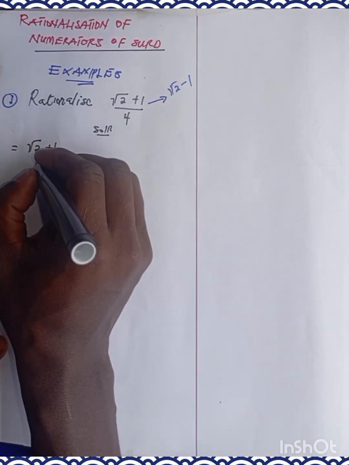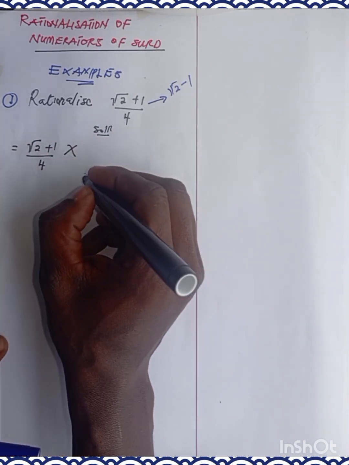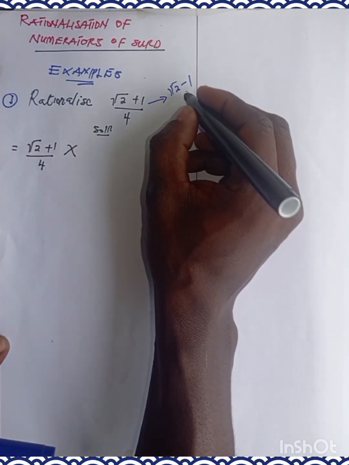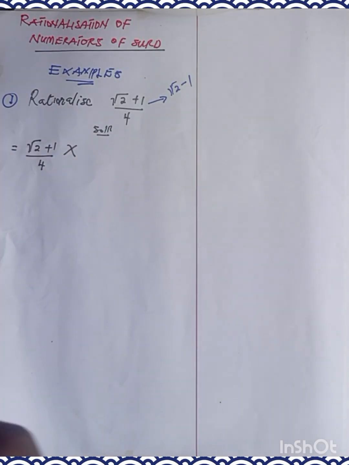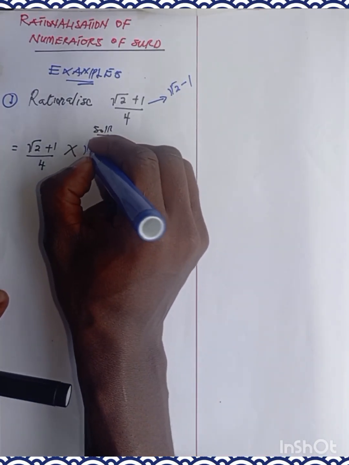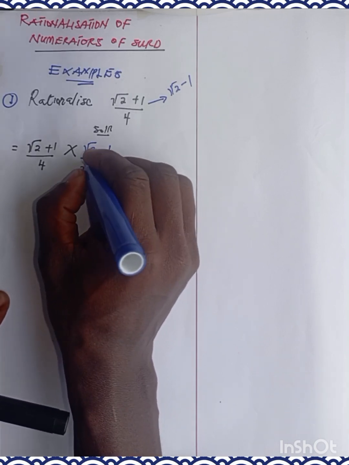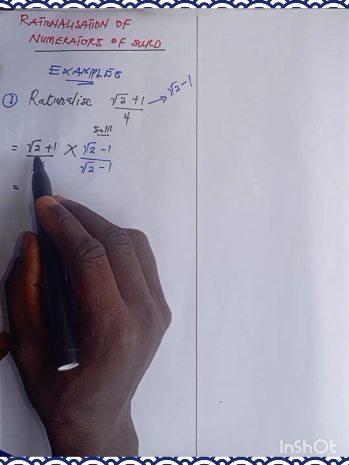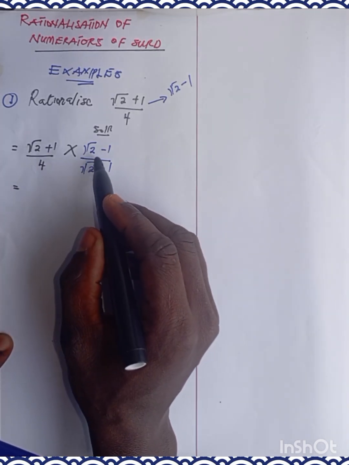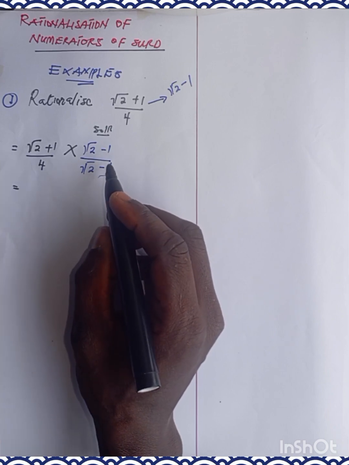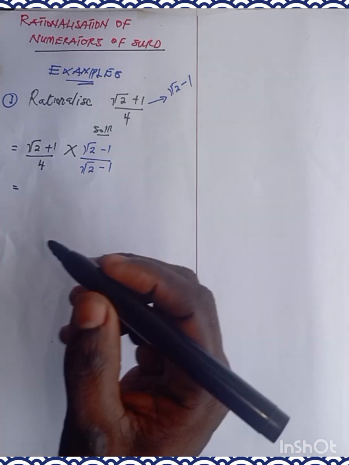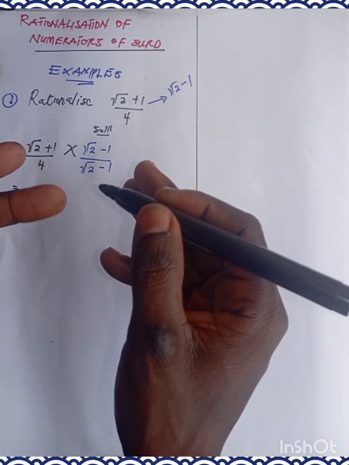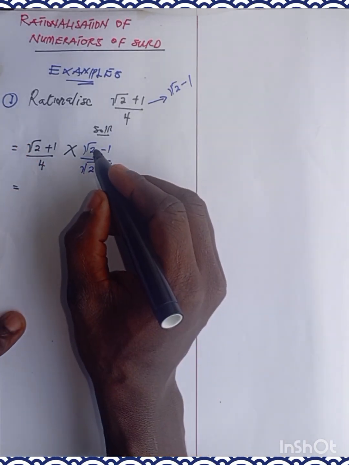Apply them. So we are going to get root of 2 plus 1 all over 4, multiplying the numerator and the denominator by the conjugate, which is this. So we are going to get root of 2 minus 1 all over root of 2 minus 1. The last step says simplify where necessary. So let's simplify them. You can see that we have root of 2 plus 1 times root of 2 minus 1. This is the difference of two squares. As we learned in our previous lessons, we just have to square each of the terms.